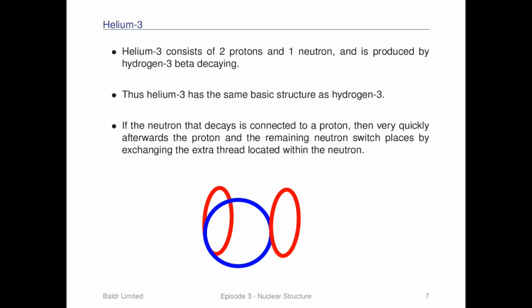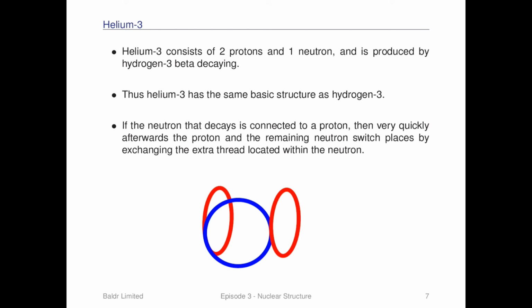Talking of switching places, given that hydrogen-3 was in its lowest energy level when it decayed, i.e. the 2 neutrons are connected to the proton, then this would result in 2 protons being connected when the decay occurred. However, as I've just mentioned, this would quickly result in the neutron and proton switching places. And as I previously mentioned, this switching of places is achieved by the proton and neutron exchanging the extra thread located within the neutron.